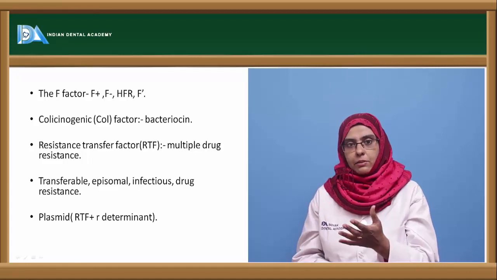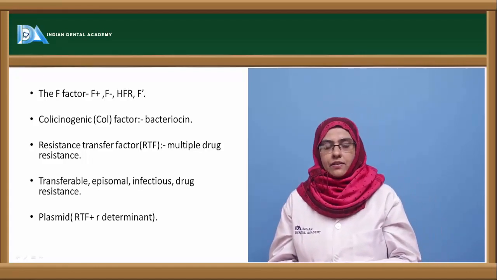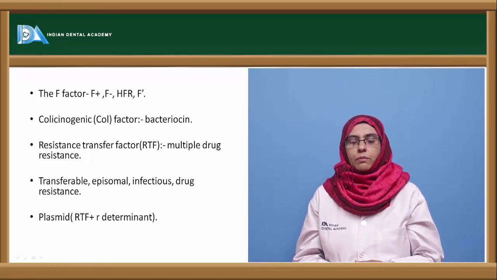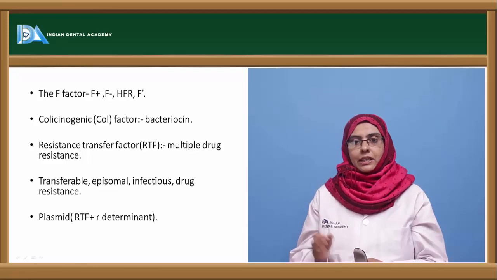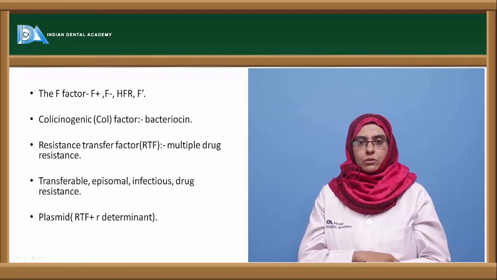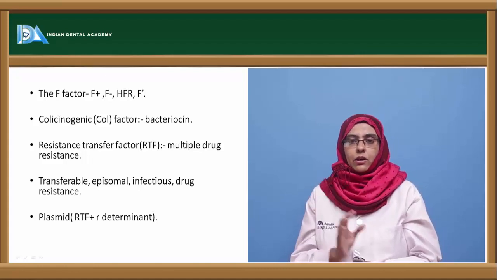And another important component in F factor is the HFR factor. HFR is nothing but high frequency recombinant factor. HFR strains are usually formed when the plasmid DNA gets integrated into the bacterial chromosome. So this is called an HFR strain, a high frequency recombinant strain.